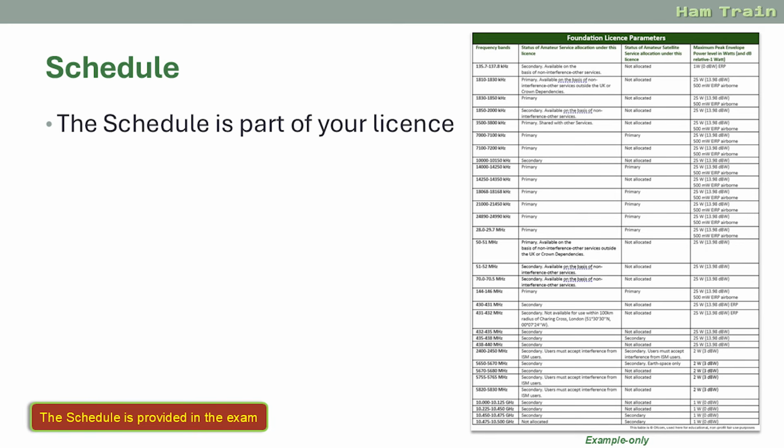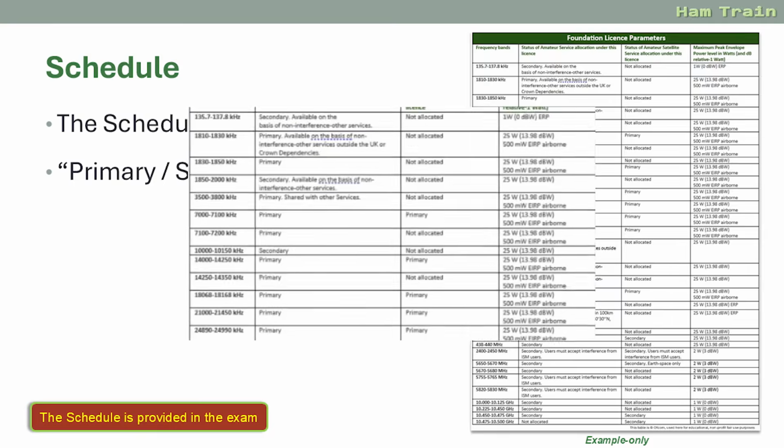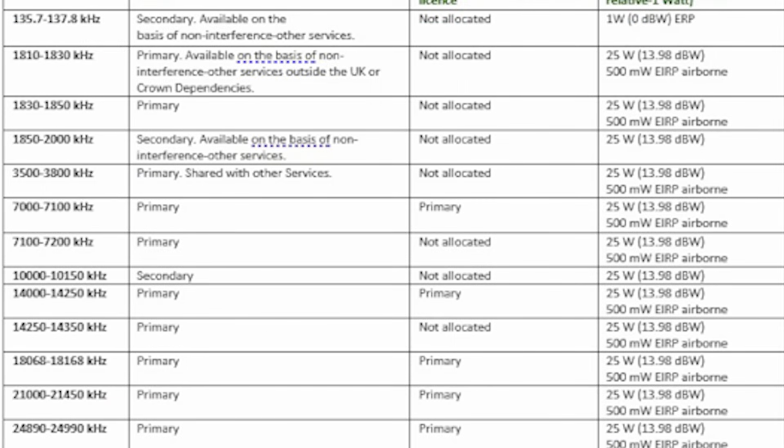Be aware that in amateur radio, your use of frequencies could be on a primary or secondary basis. If we look here, for instance, at 7 MHz, you will see that amateur radio operators are the primary users, whereas for 10 MHz, amateur radio usage is on a secondary basis, and the primary user has priority.